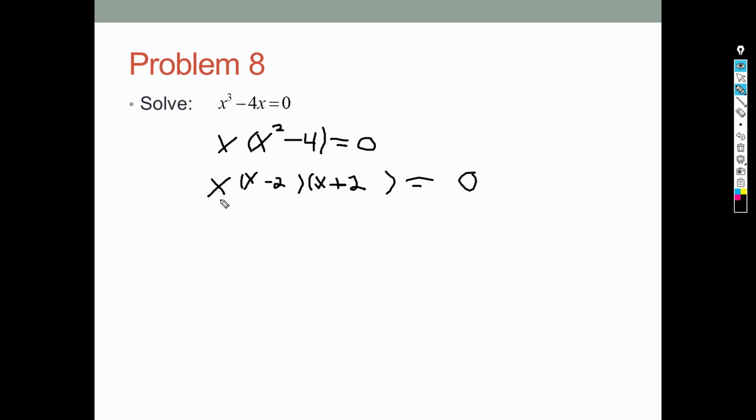So again, you have a product of factors equal to 0. That means at least one factor has to be 0, or they all can be 0. So x would be 0 when x is 0. This factor can be 0 when x is 2, since 2 minus 2 is 0. So that's another solution. This factor, x plus 2, can be 0 when x is negative 2, since negative 2 and 2 are 0. So there are your solutions: 3 solutions, 0, 2, and negative 2. You can plug those numbers into the left side of the equation, and that'll give you the right side.